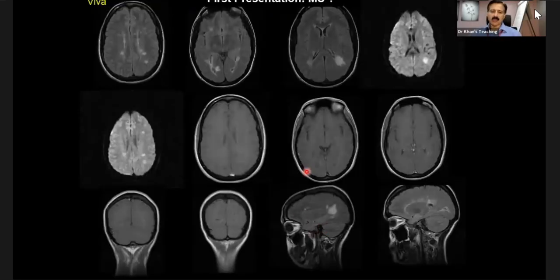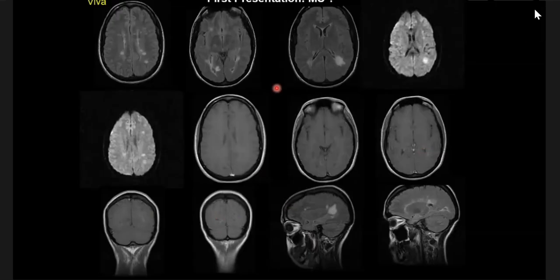Why is it met? Because this plaque here is enhancing. This plaque here is enhancing. Rest of the plaques are not enhancing. Telling you that these are active plaques. Rest of the ones are inactive plaques.